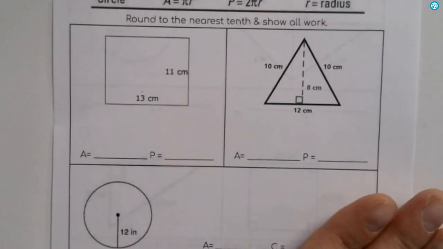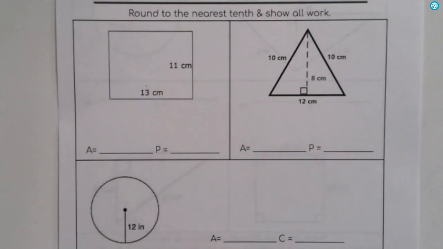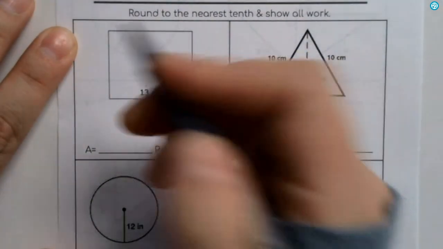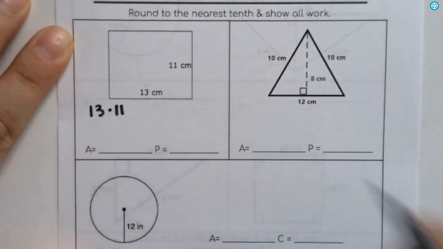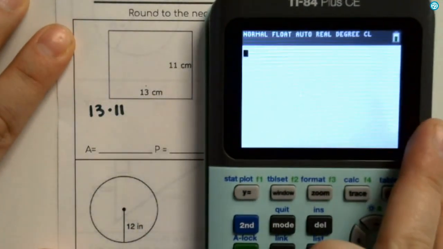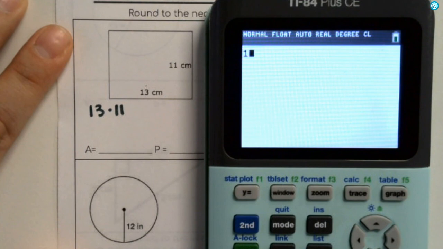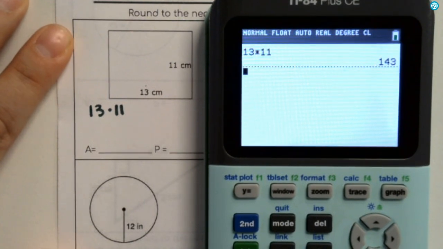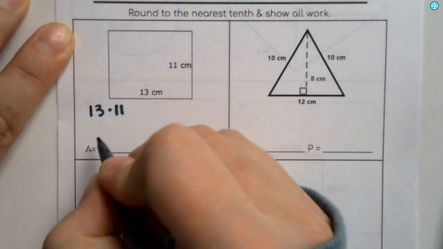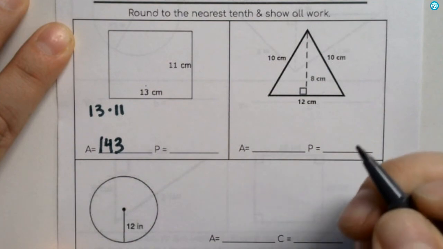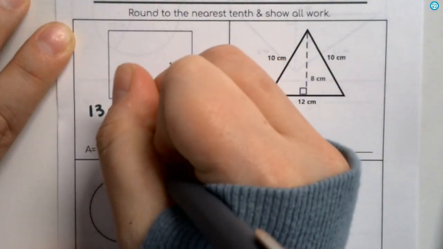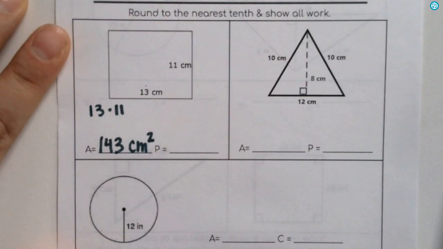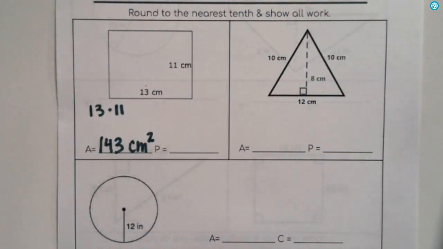We are finding area and perimeter, or area and circumference, for all of these shapes. So this first one is a rectangle. Area of a rectangle is length times width, so I need to do 13 times 11. And I'm writing down my work on the notes so that I know where this came from. 13 times 11 is 143. And then since it's centimeters times centimeters, for area, it's always going to be whatever the unit is. So this is going to be centimeters squared. So my area is 143 centimeters squared.